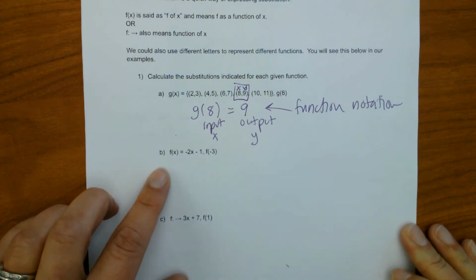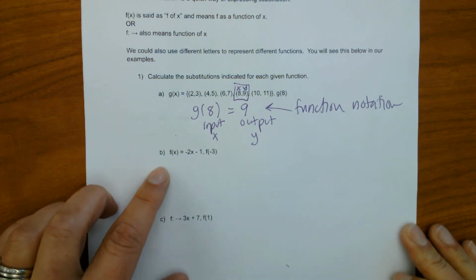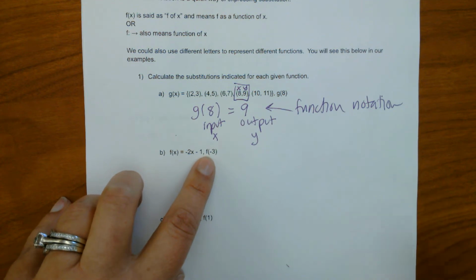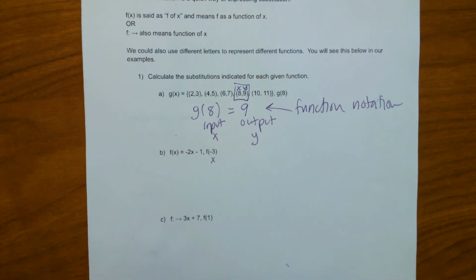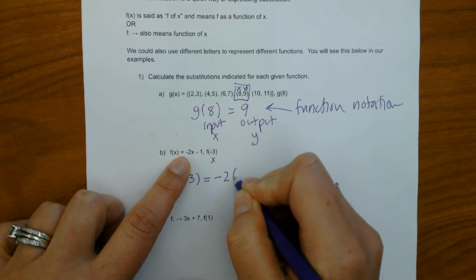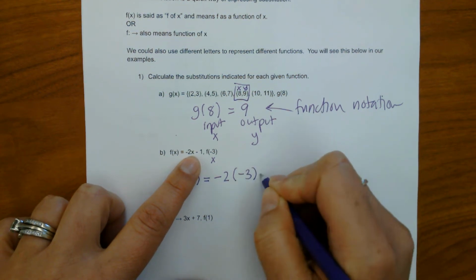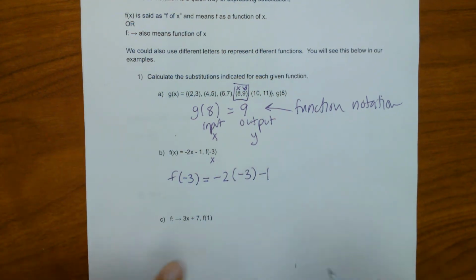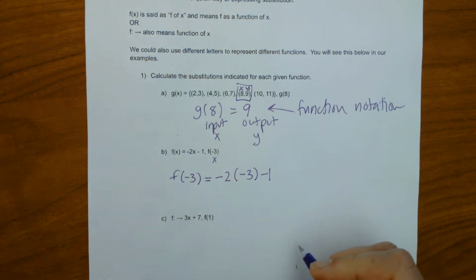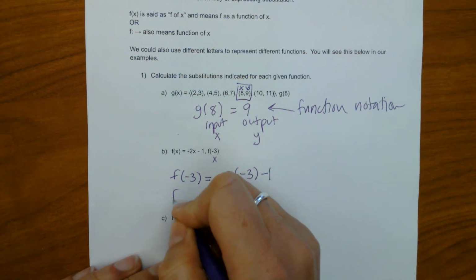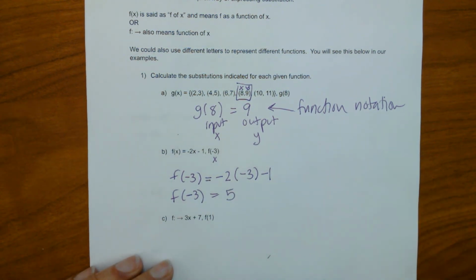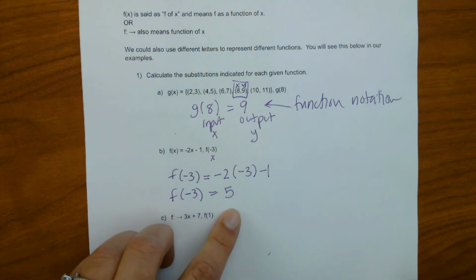Part B. f(x) equals negative 2x minus 1. Please be careful of these negatives. We're looking for f(negative 3). So we need to input negative 3 where we see an x. So we have f(negative 3) equals negative 2 times, we have an x, so we're going to input negative 3, minus 1. And what we're going to do is put this side in the calculator, or you can multiply. Negative 2 times negative 3 is positive 6, minus 1 is 5. In the calculator, you could have just put this whole entire side and it would have given you 5. So we input the negative 3 for x and we get an output of 5.